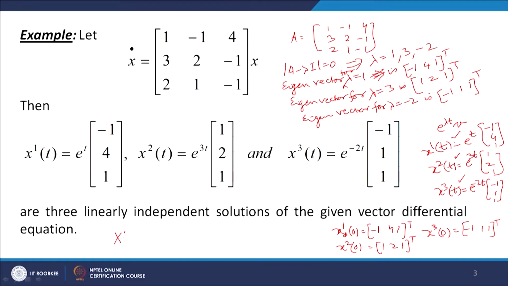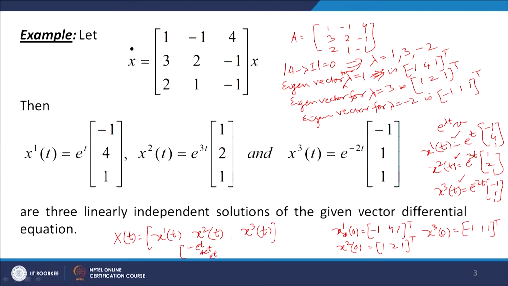Now, we can write a fundamental matrix. The fundamental matrix X(t) will be equal to x1(t), let us take the first column x1(t), x2(t), x3(t). Then x1(t), you multiply e to the power t inside. So, you get minus e to the power t, 4 e to the power t, and e to the power t. This is the first column.